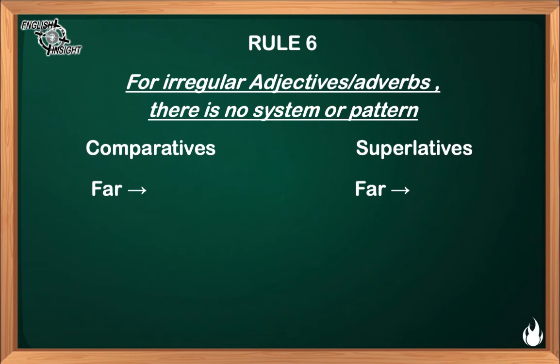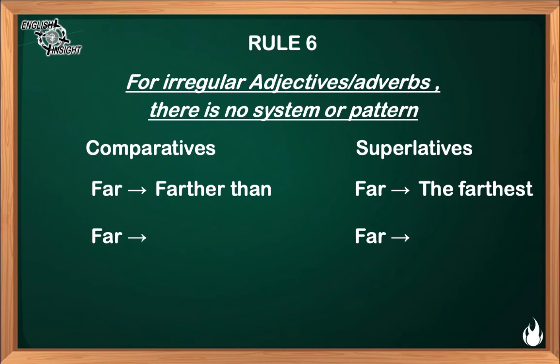For the adjective far, we have one comparative which is farther than, and the superlative, the farthest. But it is also possible to say further than and the furthest. Both are used to talk about distance. So we say farther than and further than for distances. But the expression further can also be used so as to express more quantity of something. For example, for further information, go to the website.